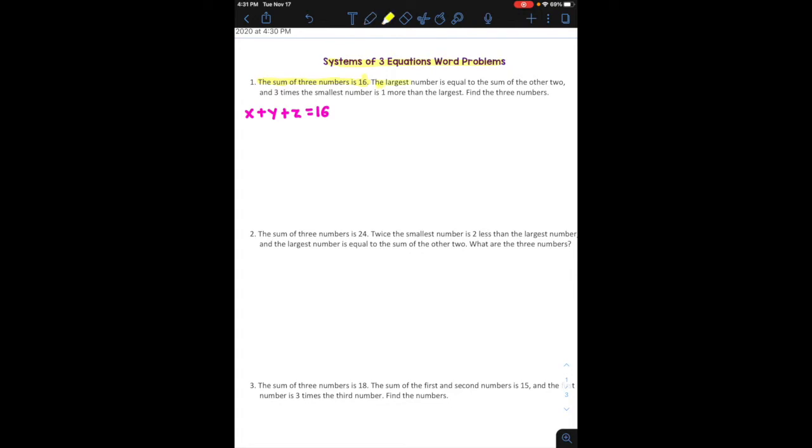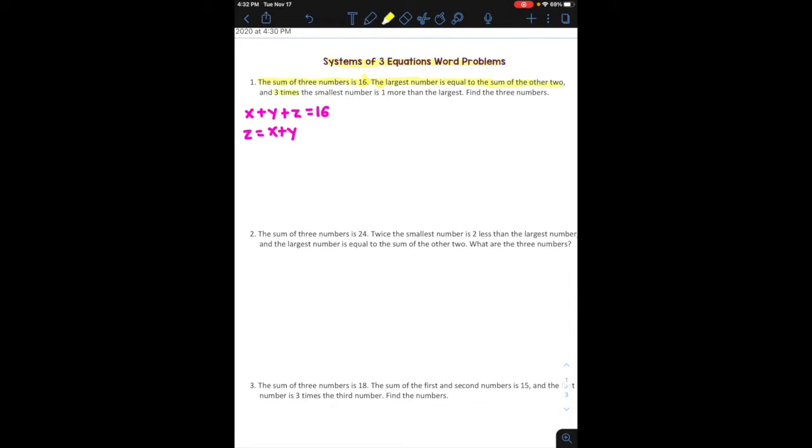The next sentence says the largest number is equal to the sum of the other two. So at this point, we need to decide what our largest number is. I'll say that the largest number is going to be z. So the largest number is equal to the sum of the other two numbers, which would be x plus y.